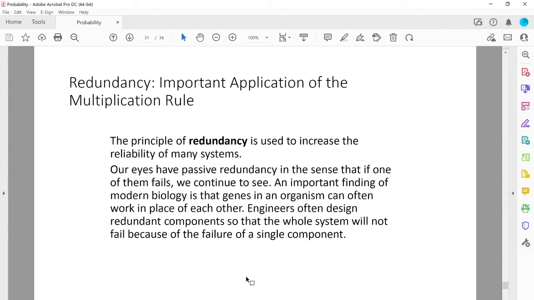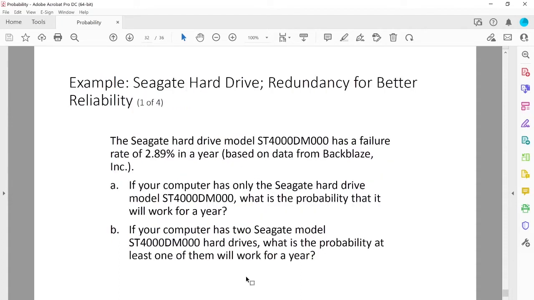Important application of multiplication rule. One thing you have to keep in mind, the principle of redundancy is used to increase the reliability of many systems. Our eyes have passive redundancy in the sense that if one of them fails, we continue to see. An important finding of modern biology is that genes in an organism can often work in place of each other. Engineers often design redundant components so that the whole system will not fail because of the failure of a single component. I'm going to give you one example here.